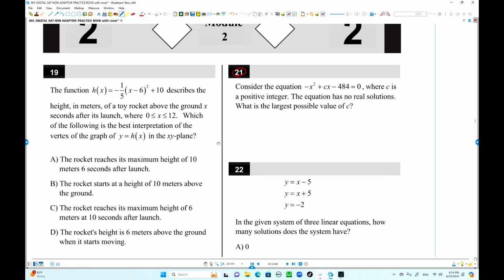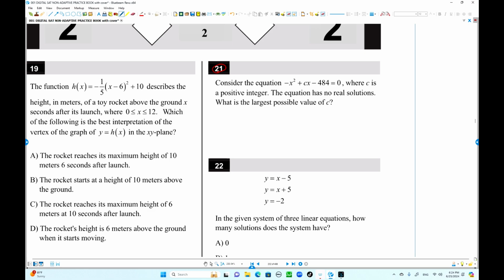Okay, next question is number 21. We have an equation: negative x squared plus cx minus 484. c is a positive integer, okay? Remember, c is a positive integer. The equation has no real solution. That is quadratic, right? You can apply the discriminant to this equation directly. Anyway, the discriminant, b squared minus 4ac, must be less than 0. That is no solution, okay?